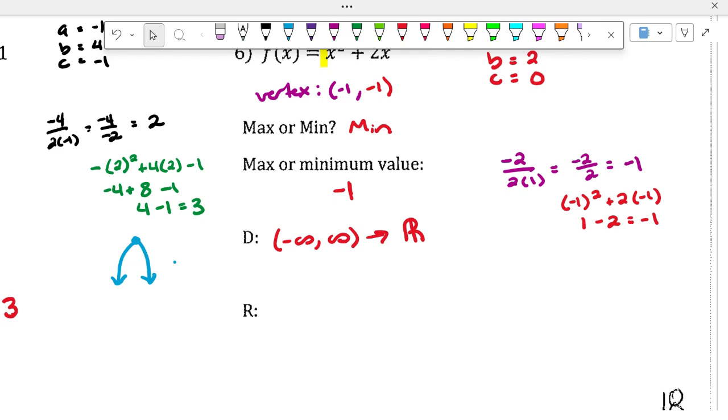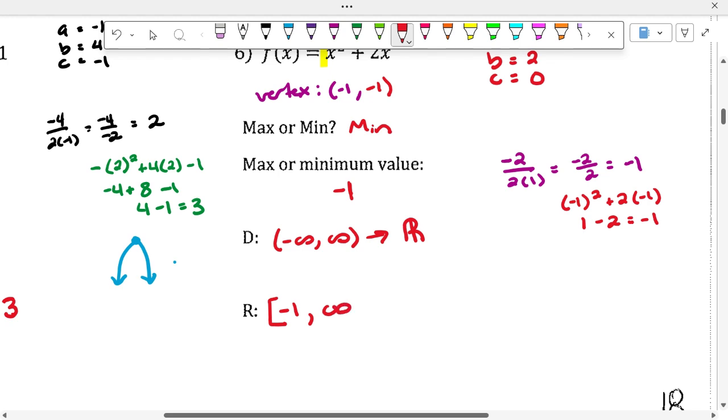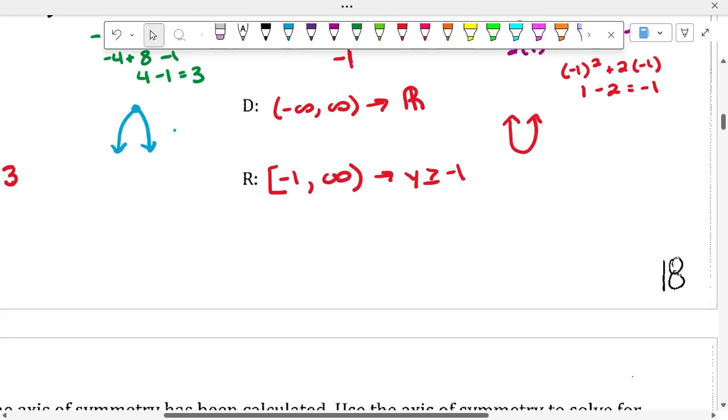So if we have a minimum, is that negative 1 going to be the lowest y value or the highest y value? The lowest. So in my interval, would it be to the left of the comma or the right of the comma? The left. So I put a negative 1 with a bracket. So what would be to the right of the comma? Positive infinity. Because it will look like a U. So it goes on forever. You can also rewrite that as y is greater than or equal to negative 1 because it's the smallest y value.